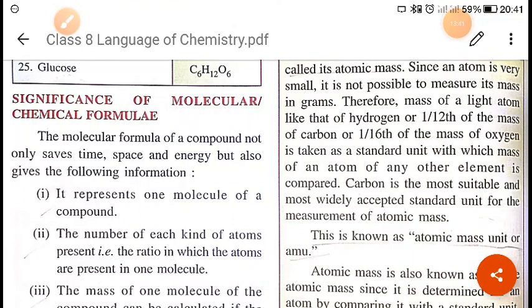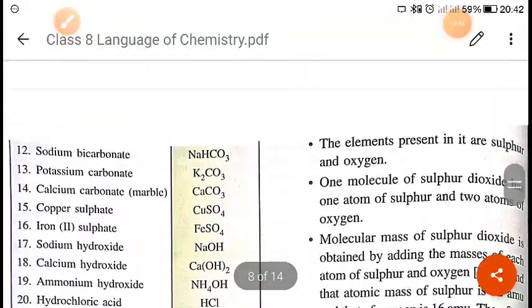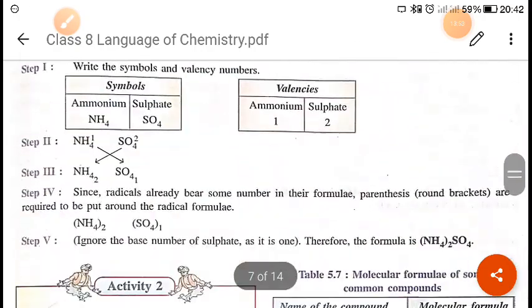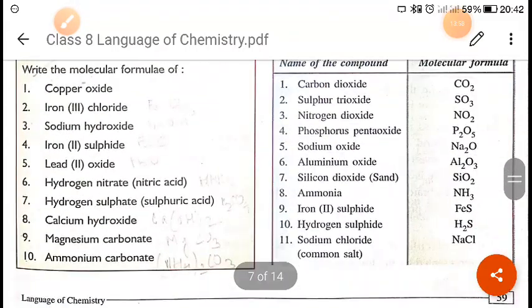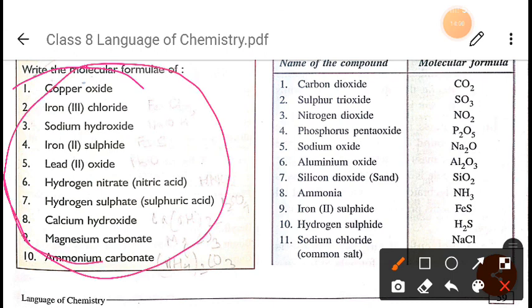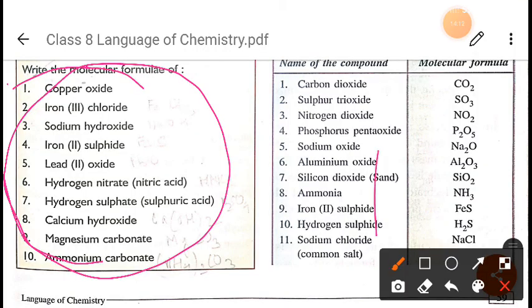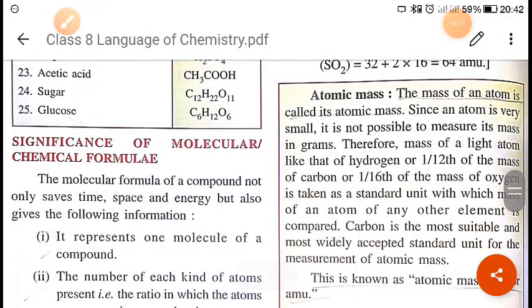Try to do this, because in activity 2, as I have already given you the homework, right? In activity 2, as you can see here, try to solve this. I have given you the answers also, so try to practice this at home, right? After that, we will see the significance of the molecular chemical formula in the next class.